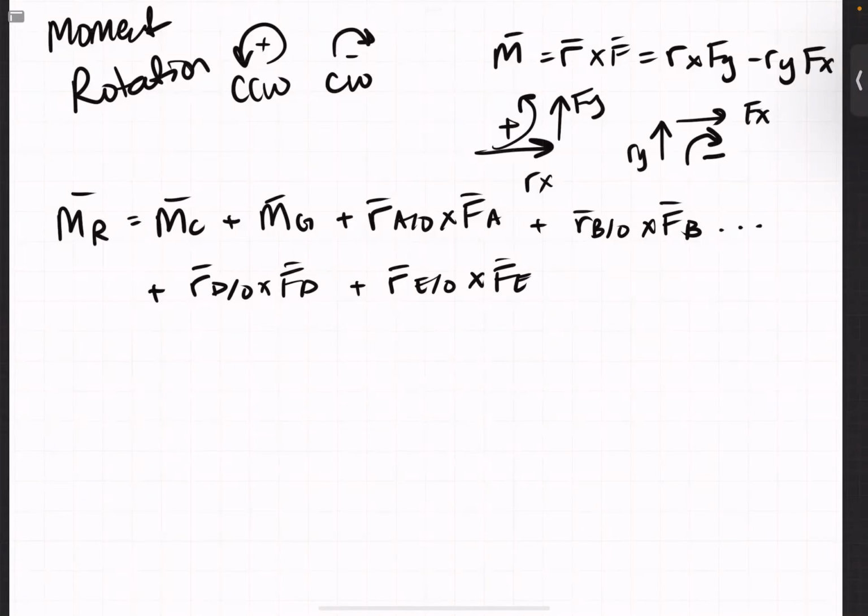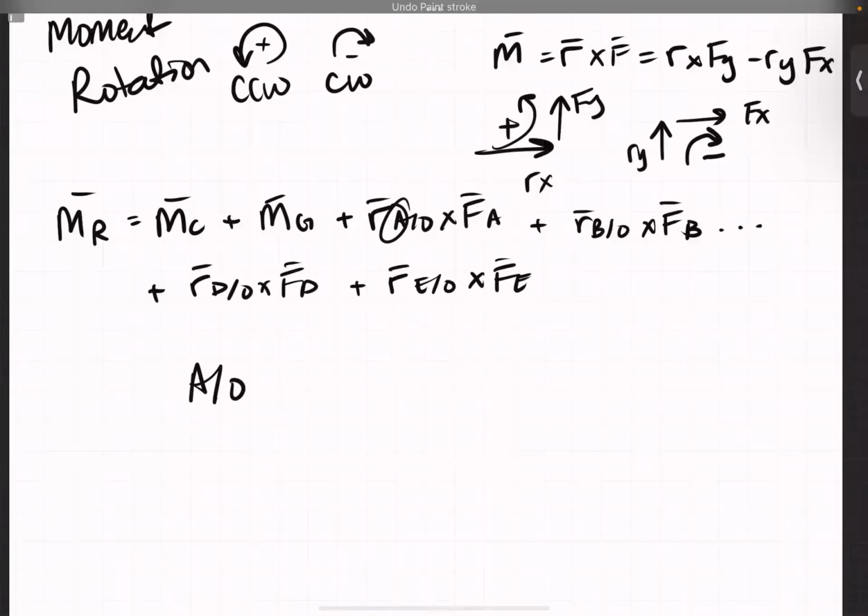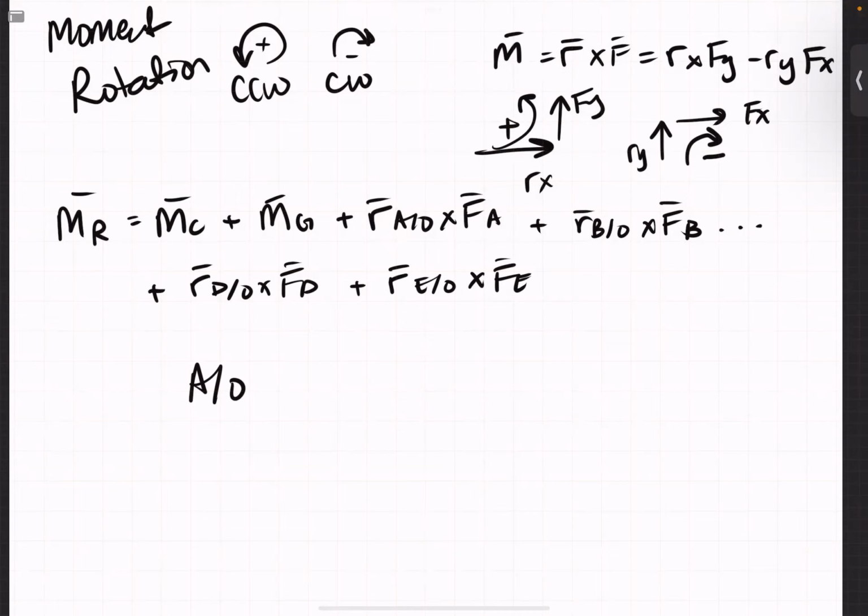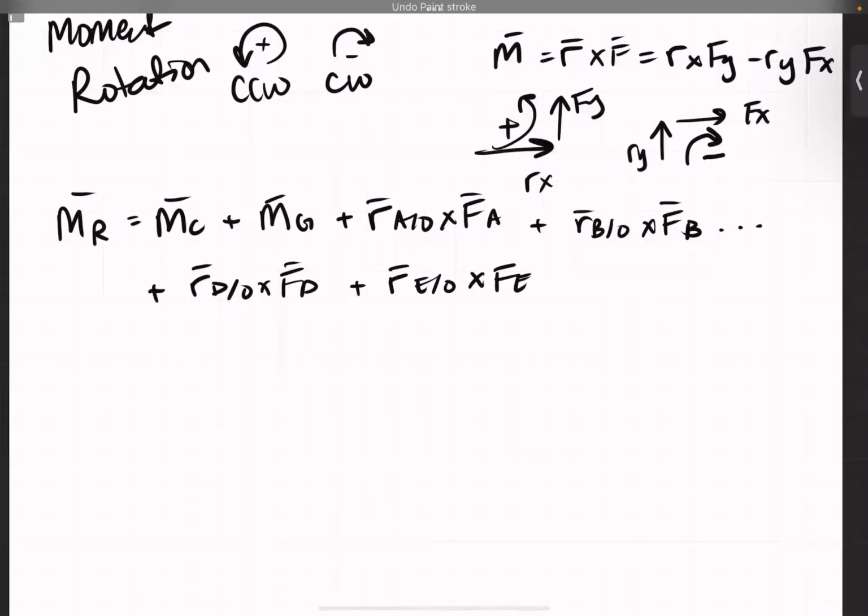Another reason why I like the A cross or A with respect to O is because the letters on the top match for the moments and it's easier to remember for me. That might not be the case for you, but it helps me.